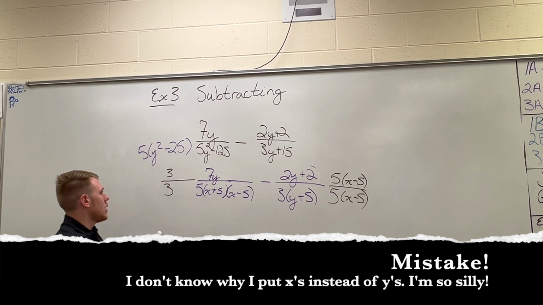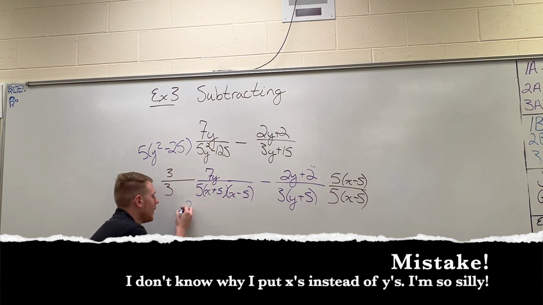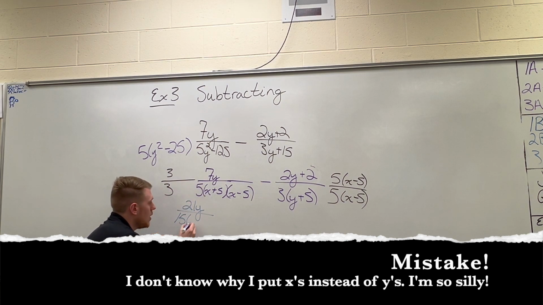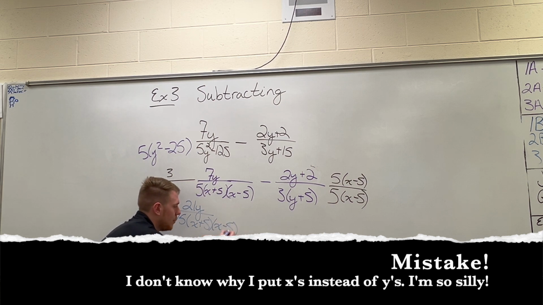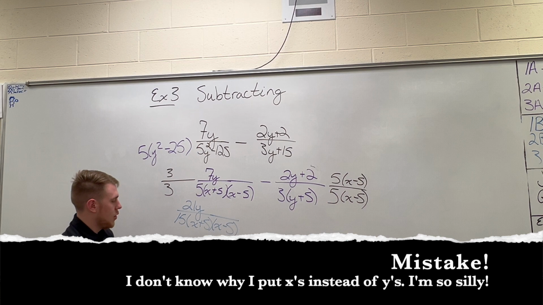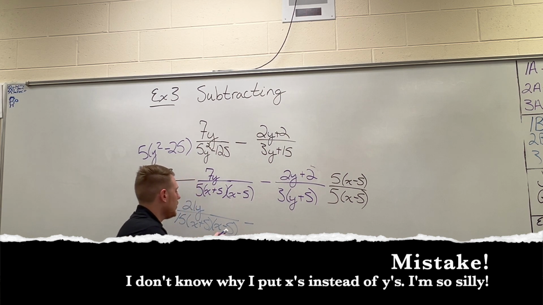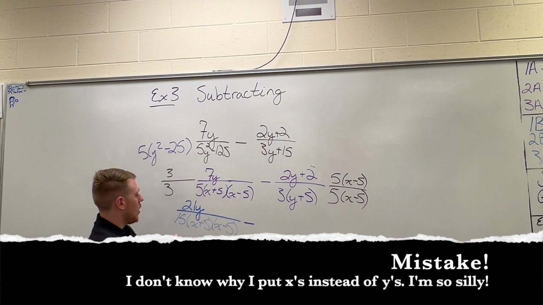So what I would get is 3 times 7y, which is 21y over 15, x plus 5, x minus 5. This is the only time you'd really multiply, in your numerator or your denominator. Minus, apparently I need a different blue. Okay, so 21y over 15, y plus 5, y minus 5, okay?